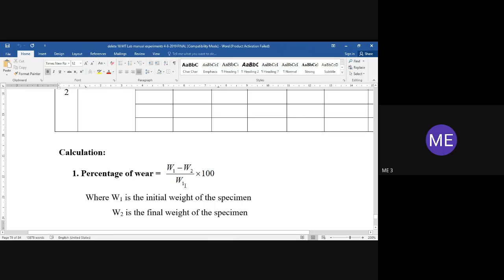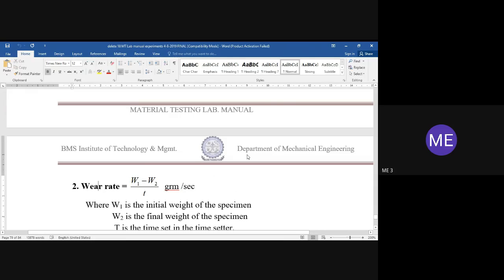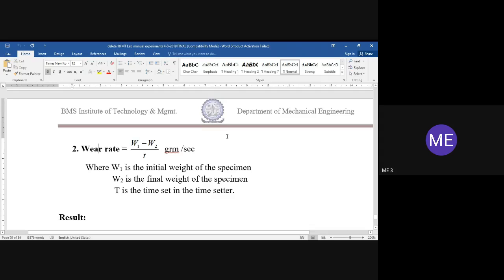I have given the example of tire as well as bearings. W2 gives the final weight of the specimen. I have given the example of bearings as well as tire after wear out, and divided by the original dimension. And wear rate is the difference in weight in grams divided by time, T, as you can see here. The unit of wear rate is gram per second. The unit of wear is only gram. But when you come to wear rate, you are getting it in terms of grams per second.